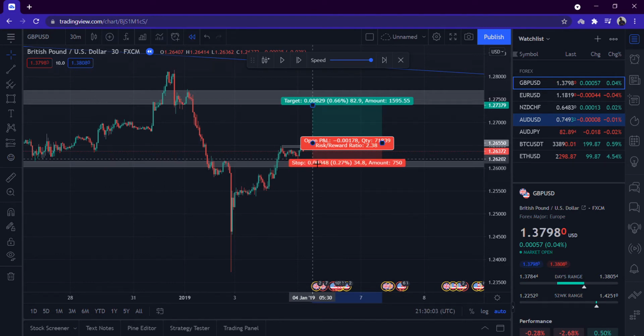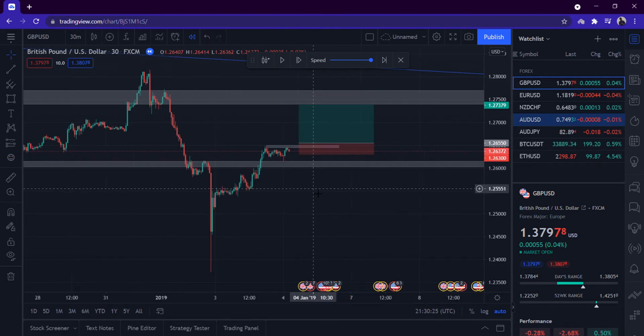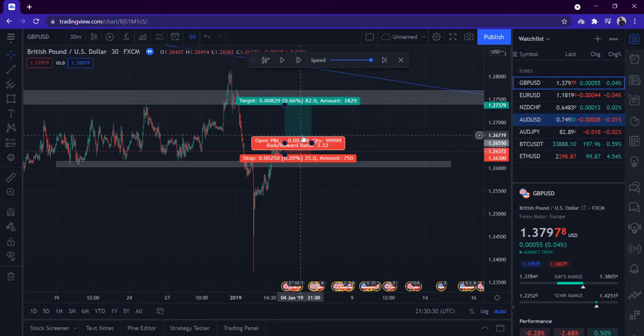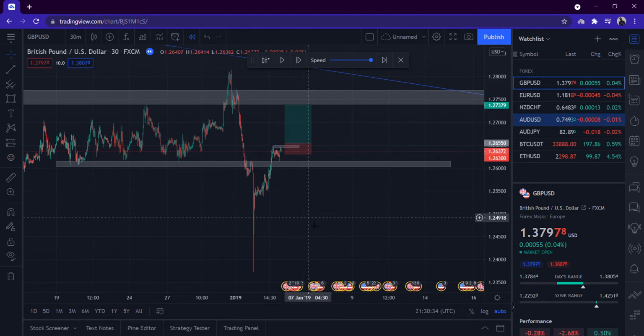And I always set my stop loss below structure, and it ranges from 25 pips to 10 pips. I would have placed it below here, but my maximum stop loss is 25 pips on this. So I'm risking 25 pips to get 82.9 pips. This is a 3.32 risk reward ratio.